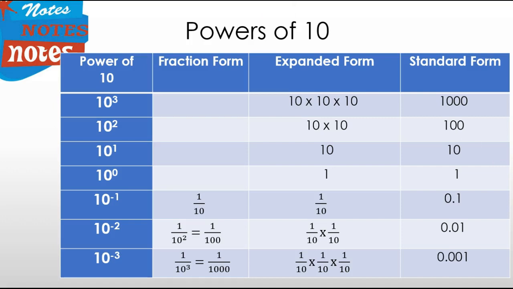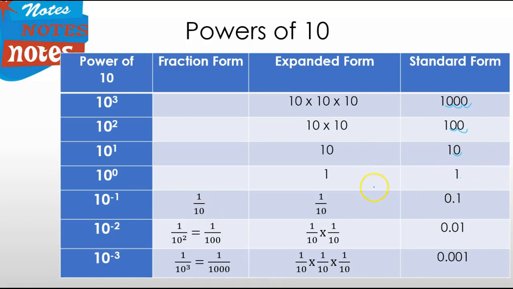So let me draw on this now. For 10 to the third, the decimal was after the 1, and I went 1, 2, 3. 10 to the second, the decimal was after the 1, I went 1, 2. The next one, the decimal was after the 1, I went 1. The next one, the decimal was after the 1, and I went 0 spaces. 10 to the 0 power is just 1.